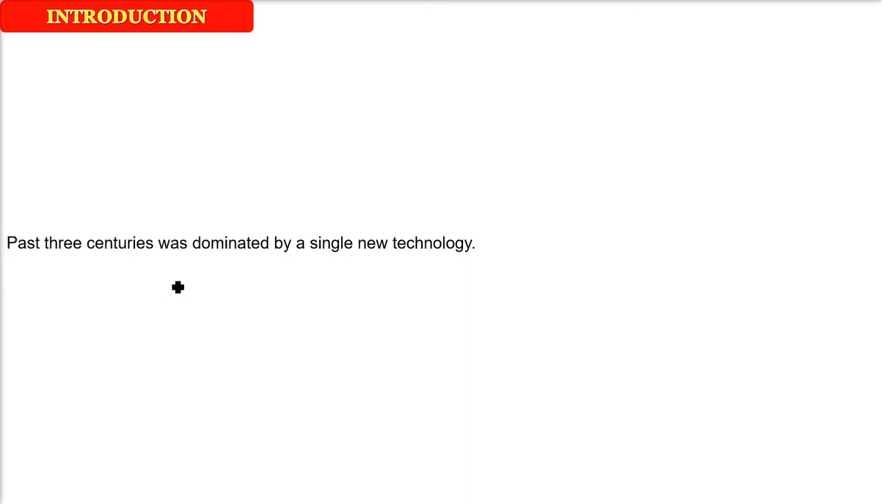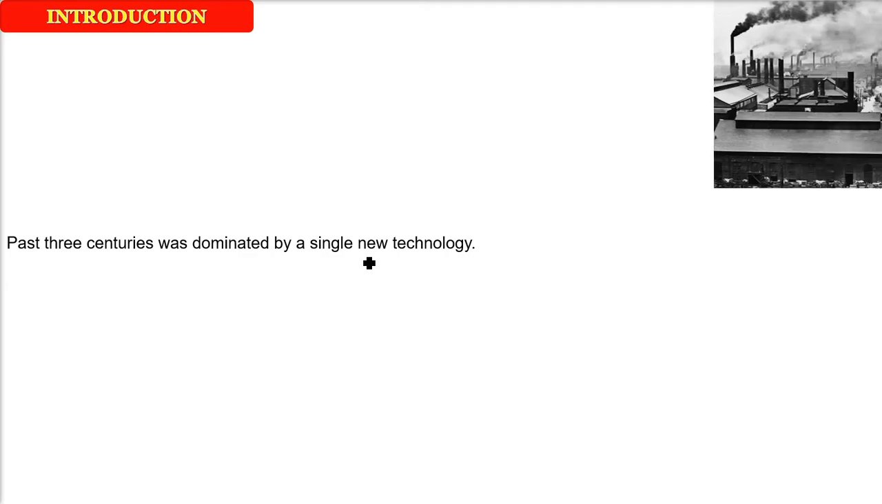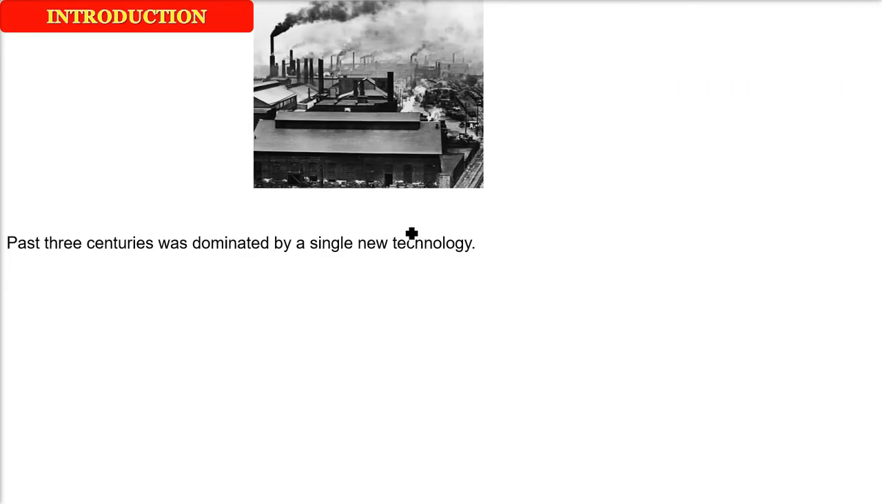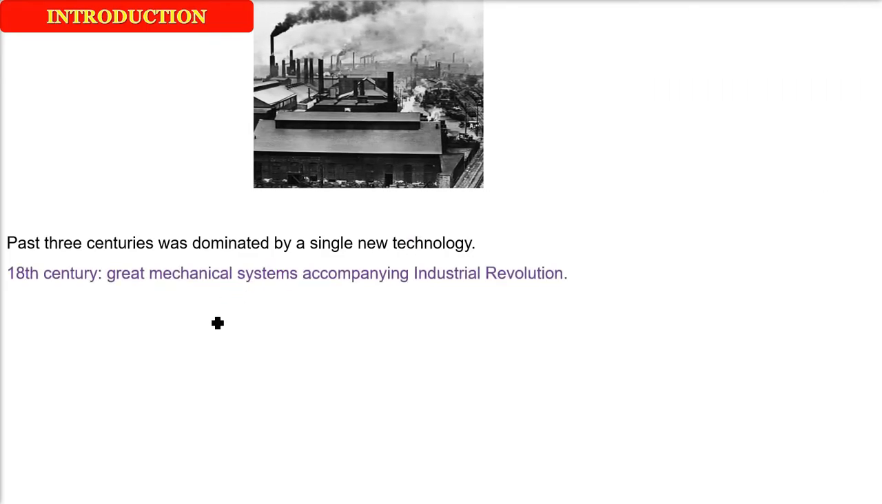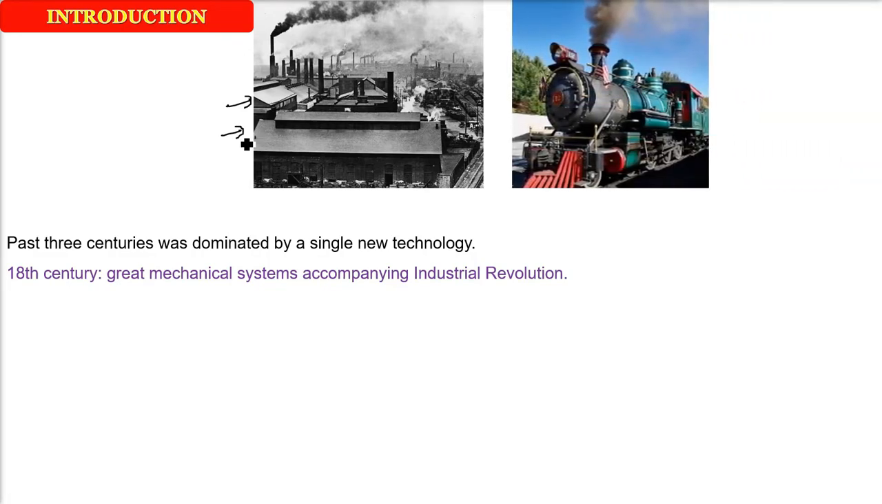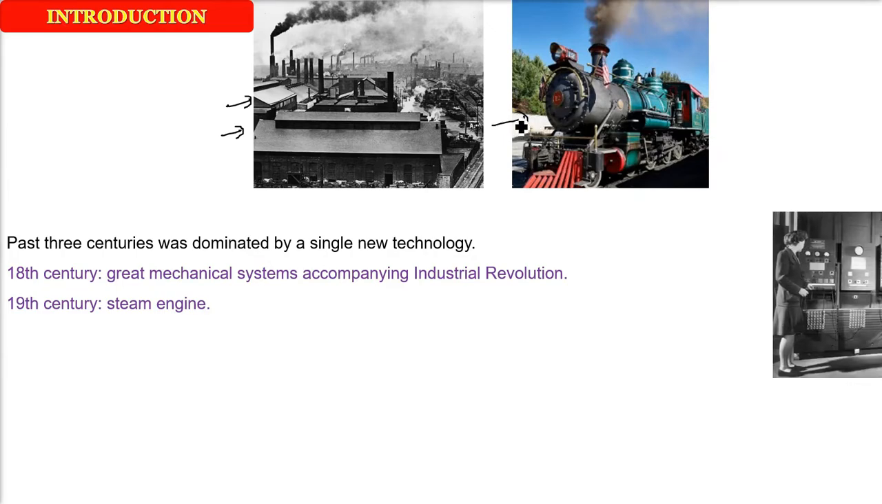If you go back to history, what we see in the past 3 centuries, there were some path-breaking technologies. If I take you to the 18th century, it was all about the industrial revolution. We saw great mechanical systems. It was all about industries like cotton and textile; all these industries came up. Then there was another very important technology called the steam engine in the 19th century. And then came the computers.